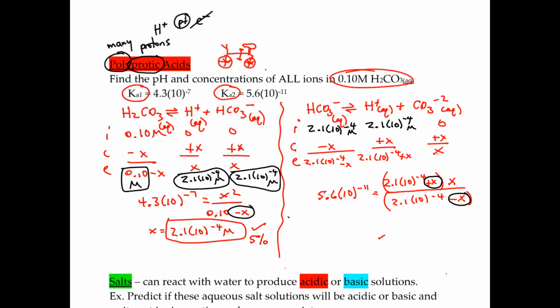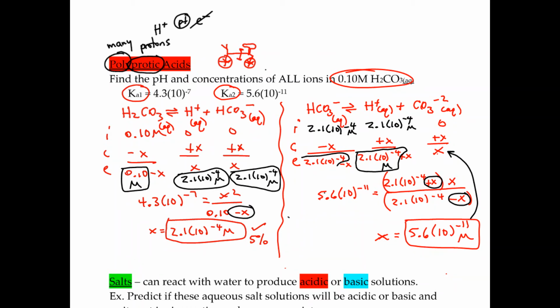And when we're all done, we're going to find out that x equals 5.6 times 10 to the minus 11th, which is, of course, very, very small. So that will be the answer for up here. But if you try to add that number to this, it's not going to matter. So that's going to be the final answer of H plus. And if you subtract that from here, again, that's not going to matter. So that will be the final concentration of the bicarbonate.